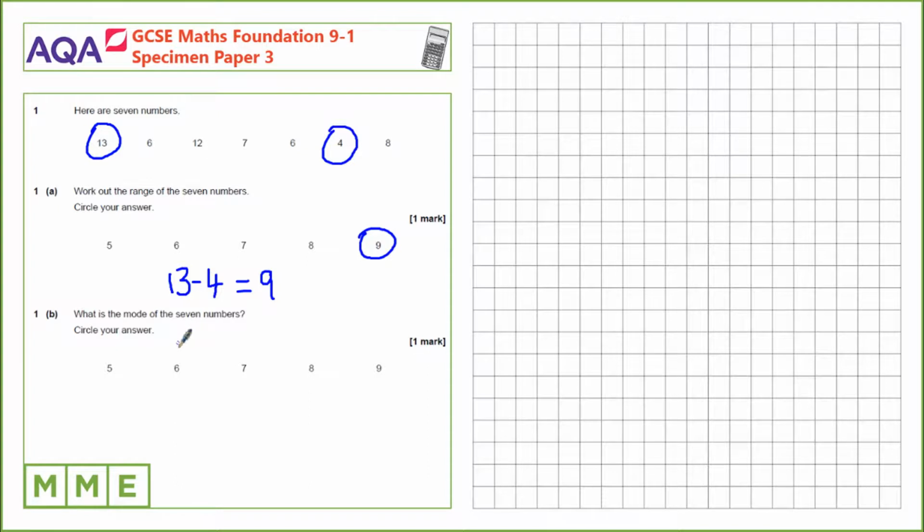What is the mode of the 7 numbers? Circle your answer. The mode is the number that appears most often. In this case, 6 appears twice, no other number appears twice, so the mode is 6.